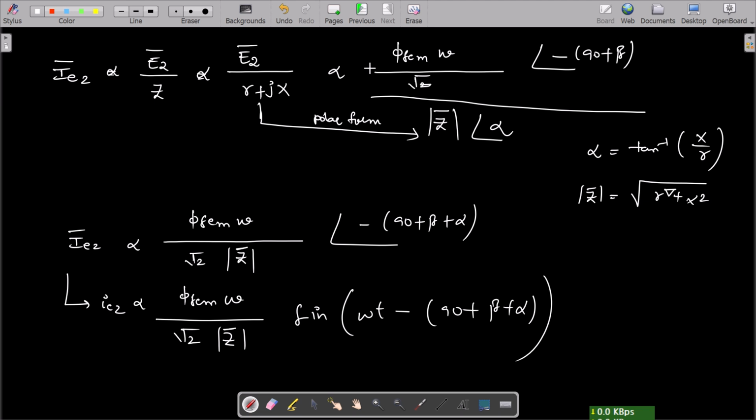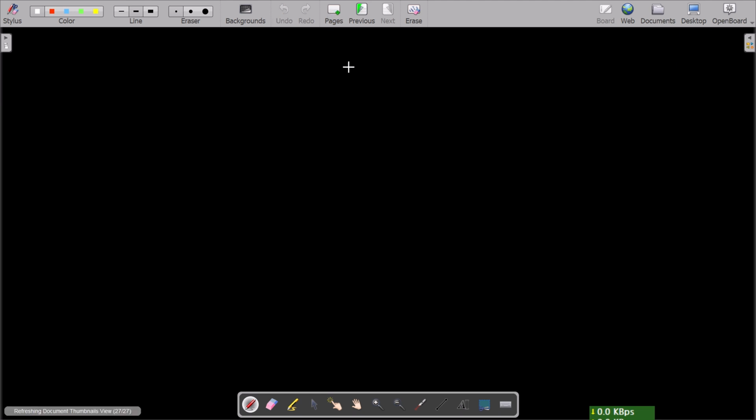Now we will determine the direction of this IE2.